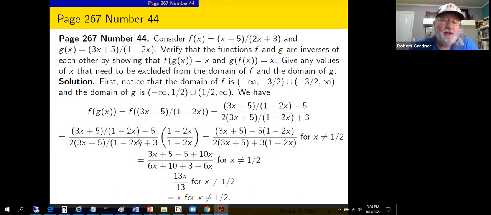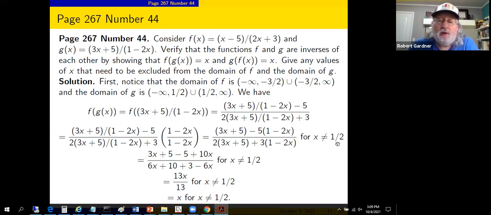We'll cancel the 1 minus 2x in the denominator with this 1 minus 2x that gets distributed, leaving us with a 2 times 3x plus 5. There it is. But we lost some information. Remember, x can't be a half, because that gave us division by 0 if x was a half. That information has been lost when we simplified to lowest terms. So we've got to stick that in by hand.